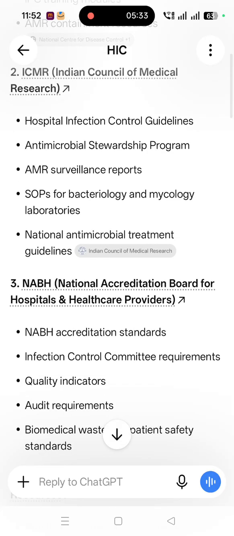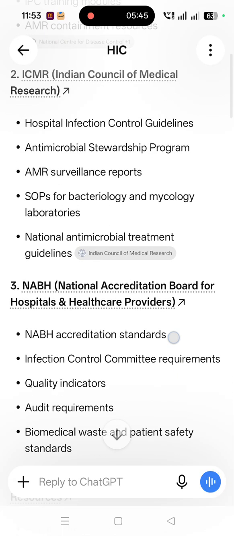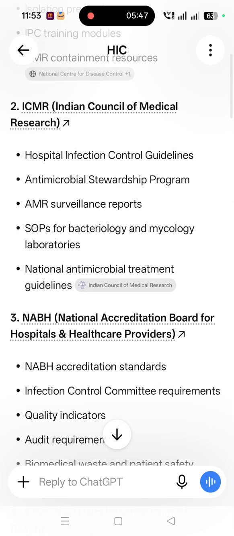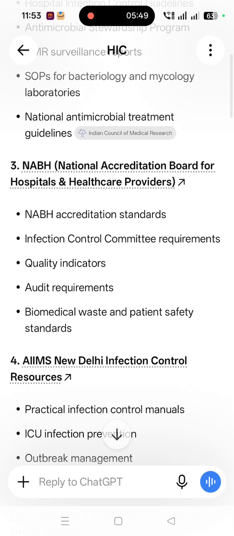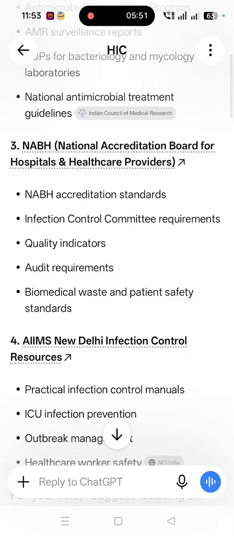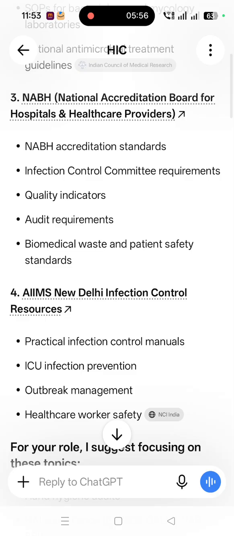Hospital infection control guidelines are provided. Antimicrobial stewardship program, AMR surveillance report, SOPs for bacteriology and mycology laboratories are given. National antimicrobial treatment guidelines, so ICMR, this can be read. Then NABH has also provided everything. National Accreditation Board for Hospitals and Healthcare Providers.